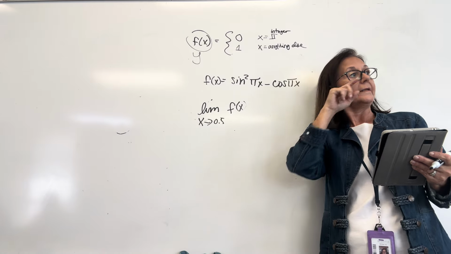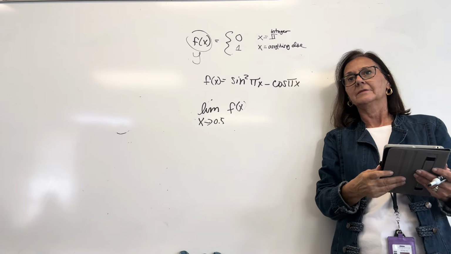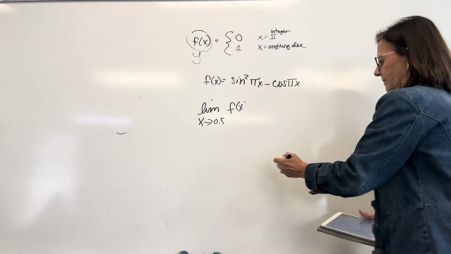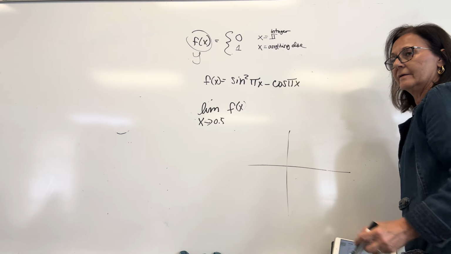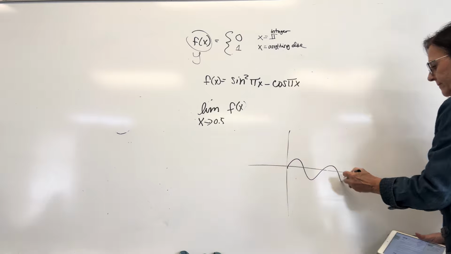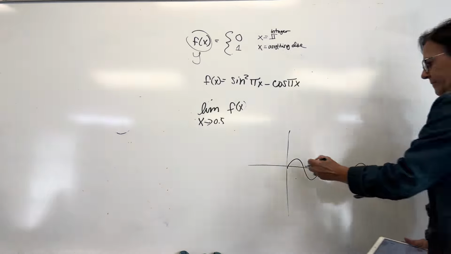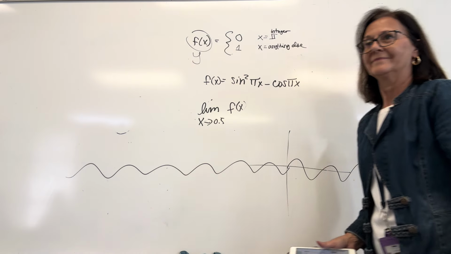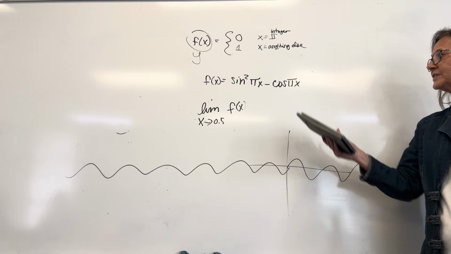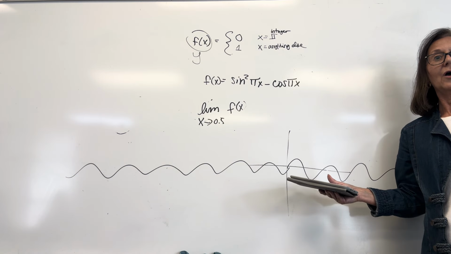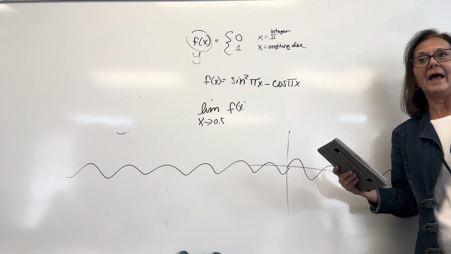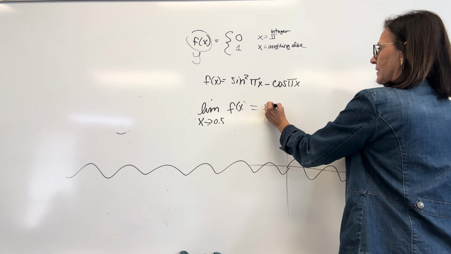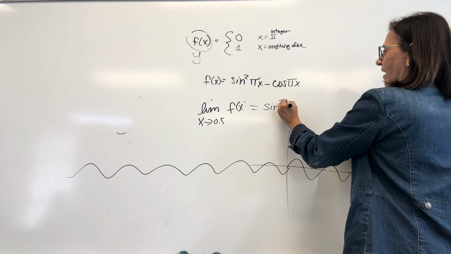What's the domain of the sine for x values? All reals. What's the domain of cosine? All reals. So is 0.5 in the domain? Yes. So it's going to equal the sine squared of pi over 2.